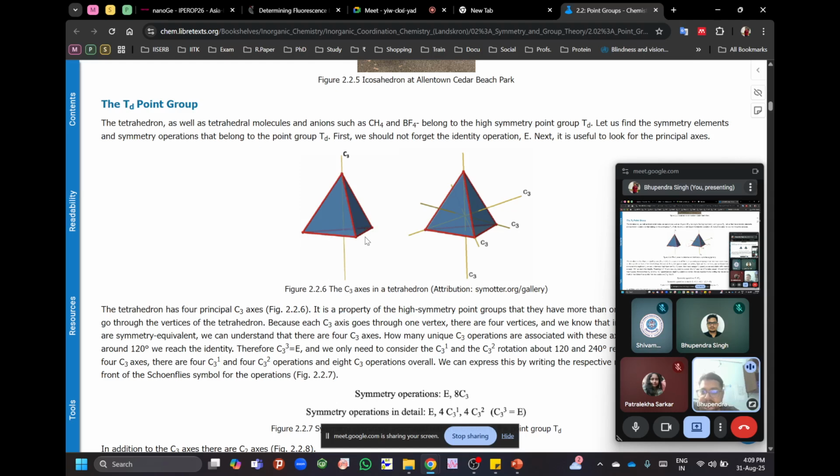So how many C3 axes are you able to see? Basically all the faces of this tetrahedron will have a C3 axis passing through it. So this tetrahedron is having four faces. So total four C3 axes are present.